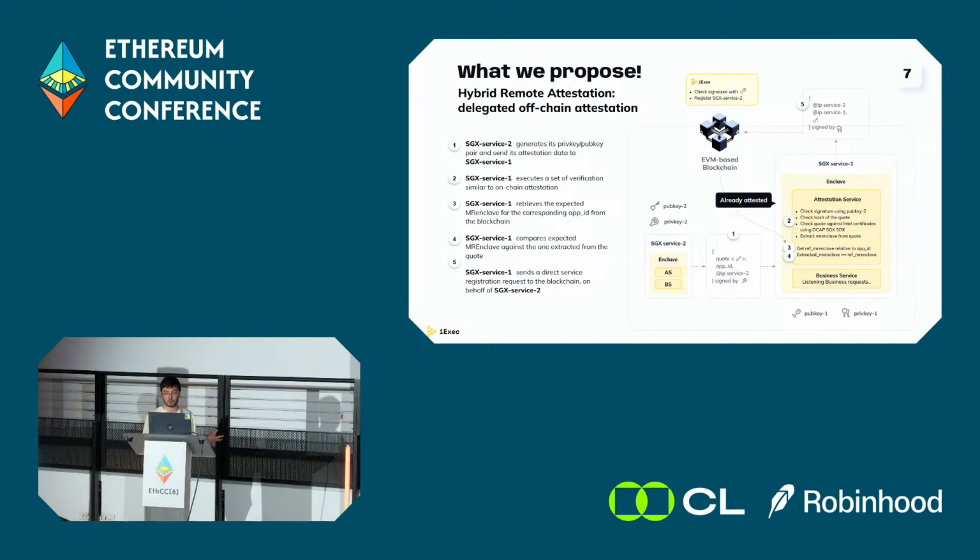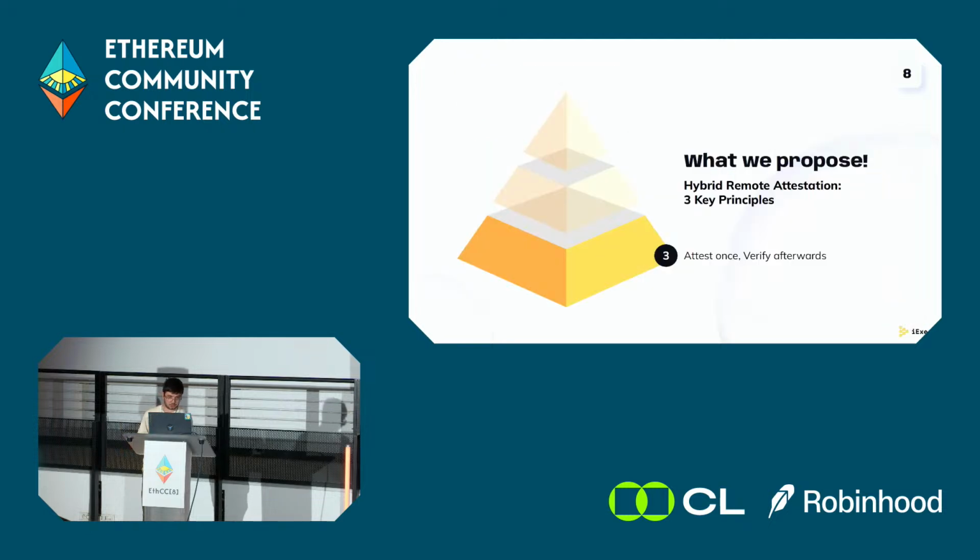And everything, of course, should be signed with the private key of the already attested service, namely the SGX service 1. Once on the blockchain, it will just check the signature using the public key of SGX service 1, and we will register this service if everything is okay. At this step, we have registered SGX service 2 using our delegated off-chain attestation.